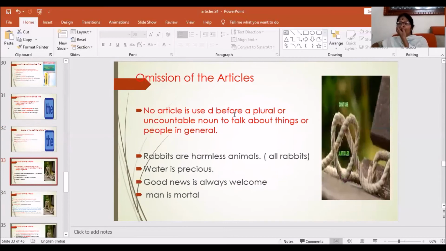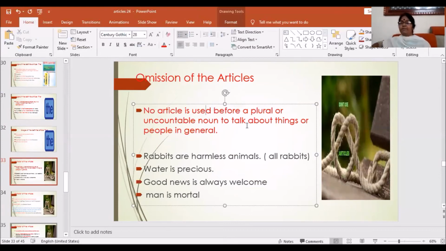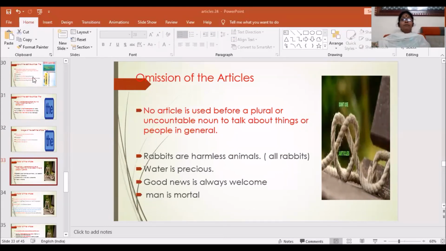Now, where we have to omit the usage of article. No article is used before a plural or uncountable noun to talk about things or something in general. When we are talking in general, we don't use articles, but we know that we use the definite article even before plurals and uncountable nouns, right? Now, remember that we have learned where to use our articles a, an, and the. Now we will see where not to use our articles.